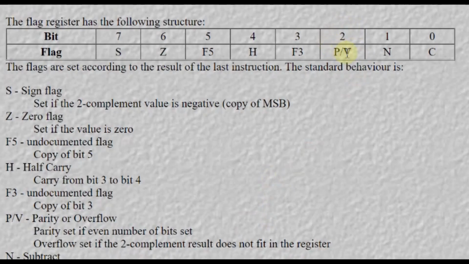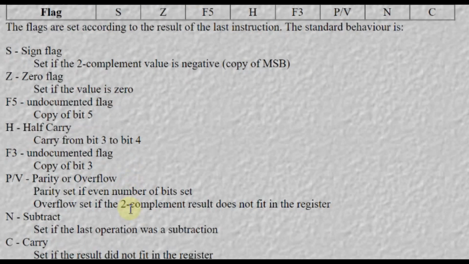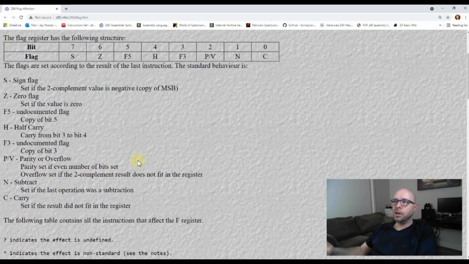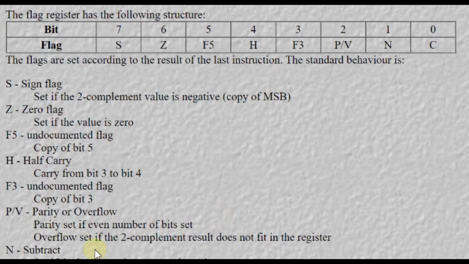The next bit is bit number 2, which is labeled as PV, and down here we see that PV stands for parity or overflow. It should really be PO, I suppose, but they use V to represent overflow. So this is the parity/overflow bit, and parity is set if an even number of bits are set. So if we do a calculation or a manipulation with the bits in a byte and the result has an even number of bits set, then this parity bit will be set. Now this bit can also act as an overflow bit, and let's see what that does.